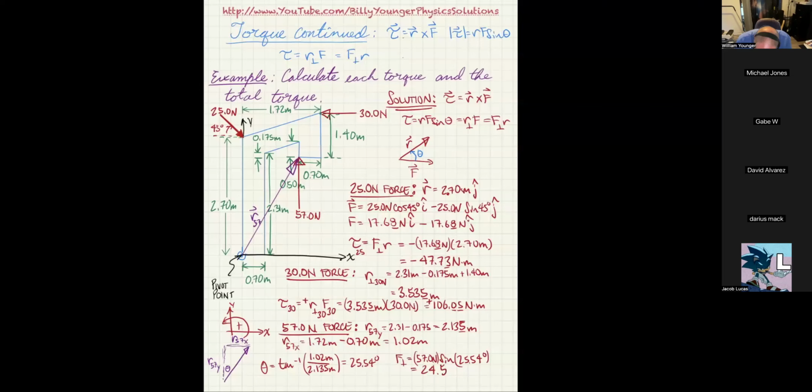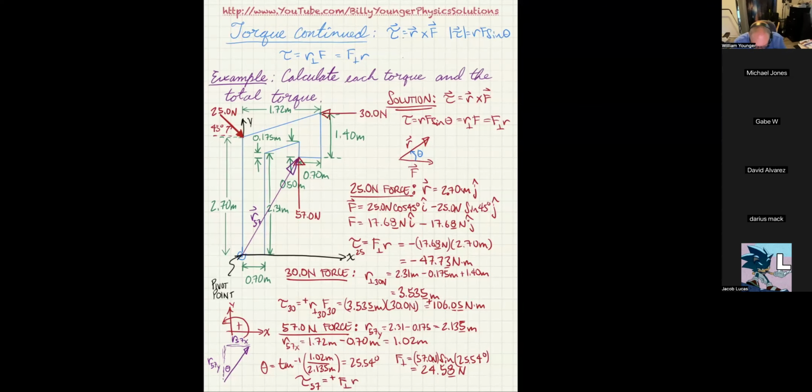It's actually 24.58 newtons. So now I have F perp and therefore torque 57. And by the way, the 57 Newton force is also a counterclockwise torque, so it's positive. So now all I'm going to do is take F perpendicular and multiply it by R.